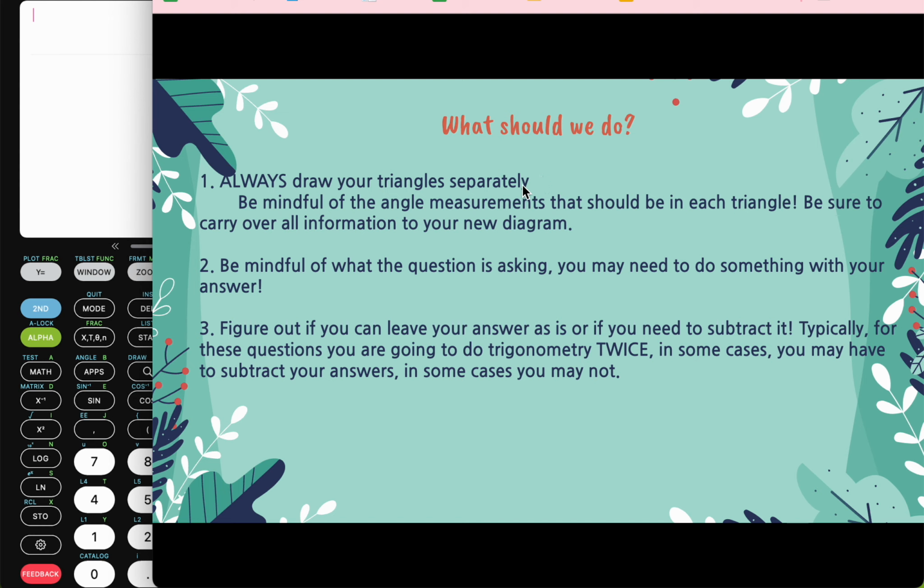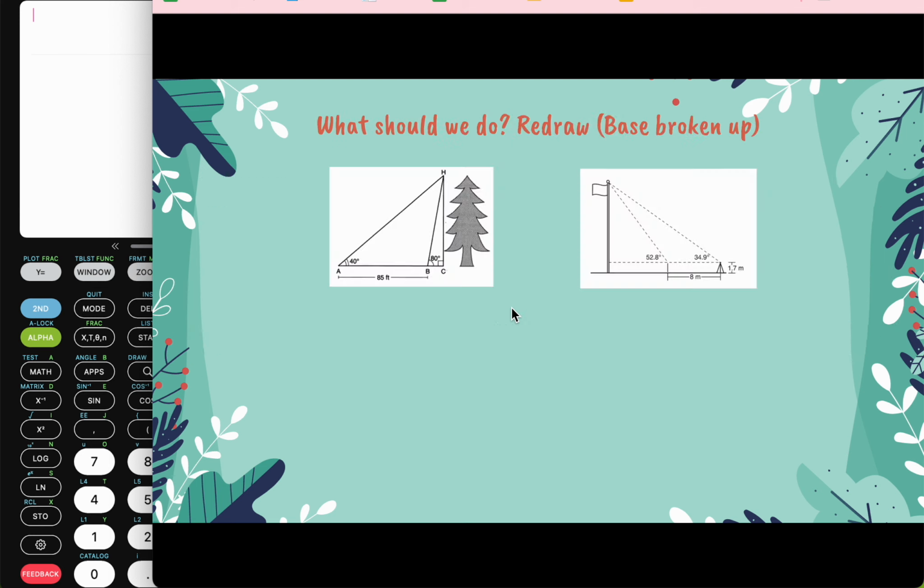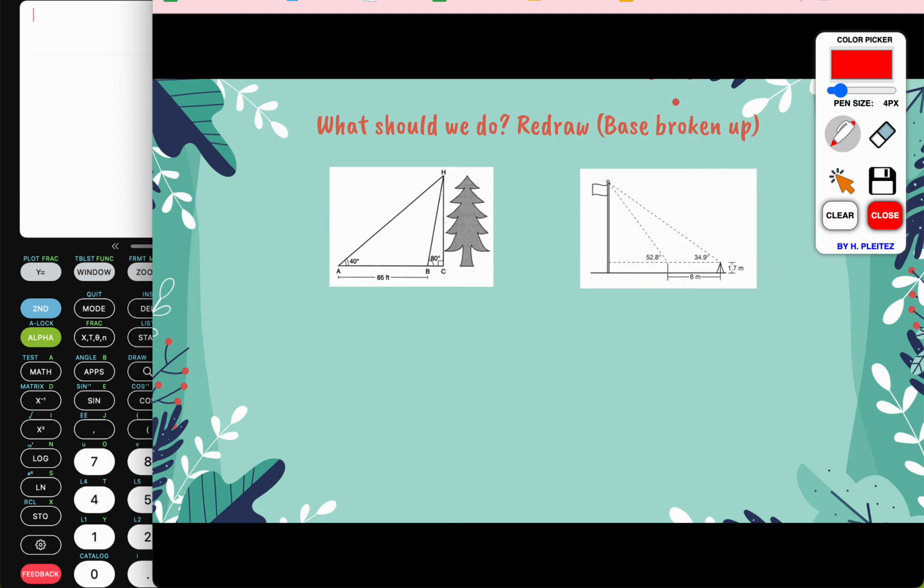And then we also want to be mindful of what our question is asking. So we might need to do something with our answer. Now, this goes along with step 2. You want to figure out if you can leave your answer as is or if you need to subtract it. So typically for these questions, you're always going to do trigonometry twice. You're going to do it once for each triangle, but then it depends. In some cases, you might be able to leave your answer as is, but in a lot of cases, you're going to have to subtract the two answers that you got. So we're going to just practice redrawing some of these.